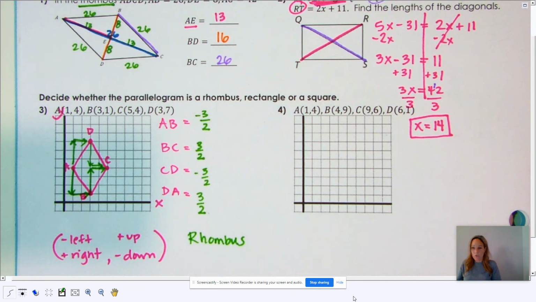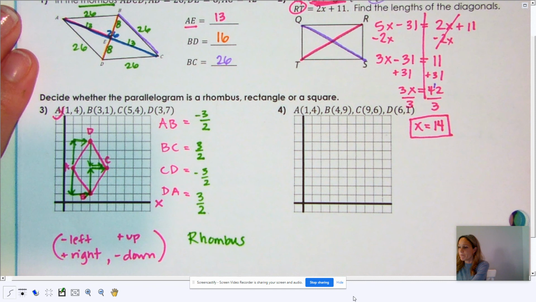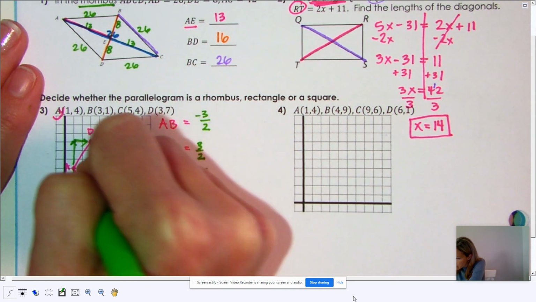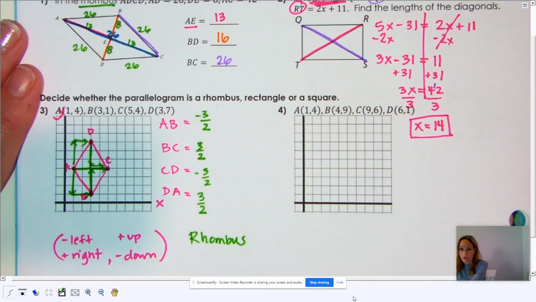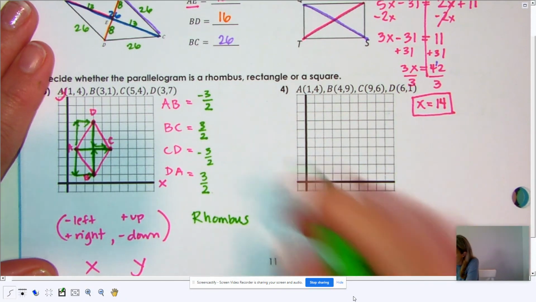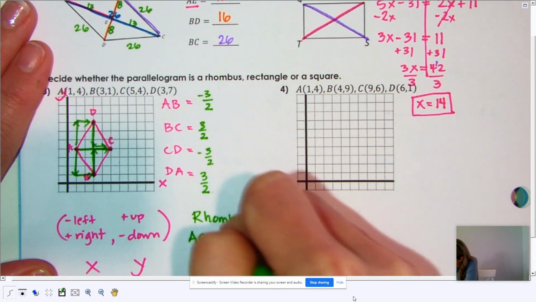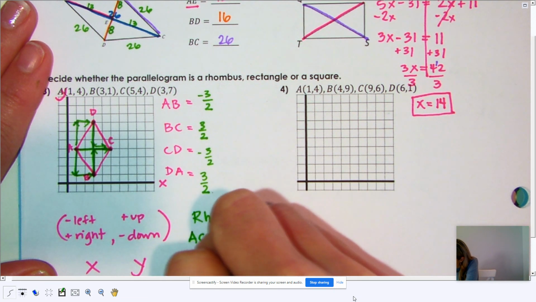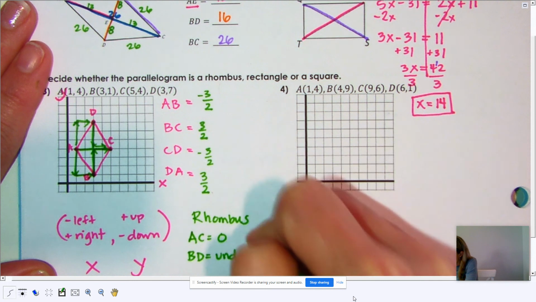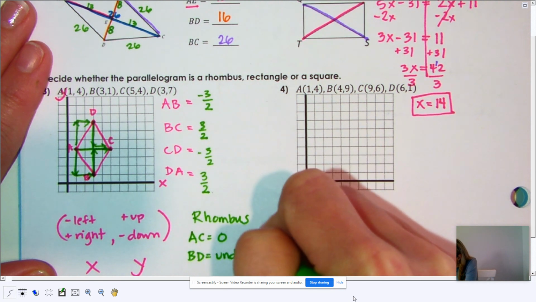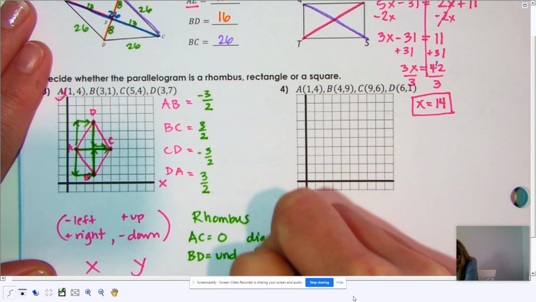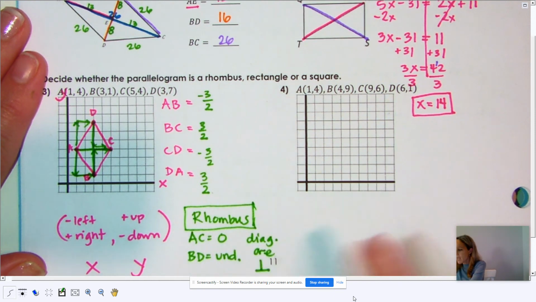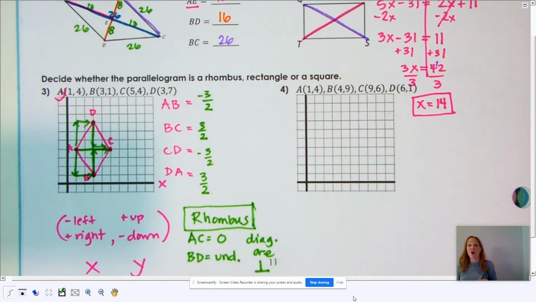Technically, to prove that it's a rhombus, we would want to show that the diagonals are perpendicular. So you could say A to C has a slope of 0, and B to D has a slope of undefined. So we know that the diagonals are perpendicular. That's another way that we know it's a rhombus, when the diagonals are perpendicular, but the sides are not.